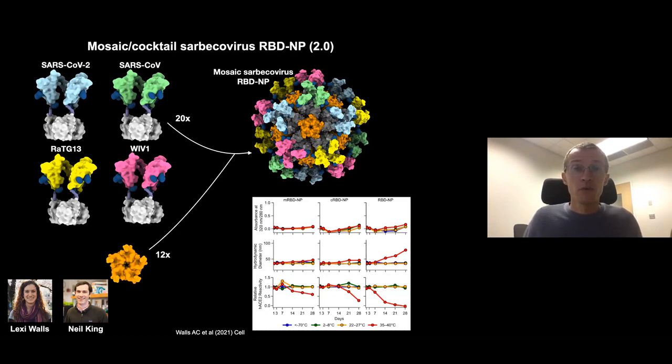Here we see in the 3 rows, 3 different metrics to follow: absorbance, dynamic light scattering and retention of ACE2 binding, and only one of the 4 formulations is actually showing a little bit of aggregation at 37 degrees. But even at 28 degrees, 25 degrees, the particles are stable on the bench for over a month.